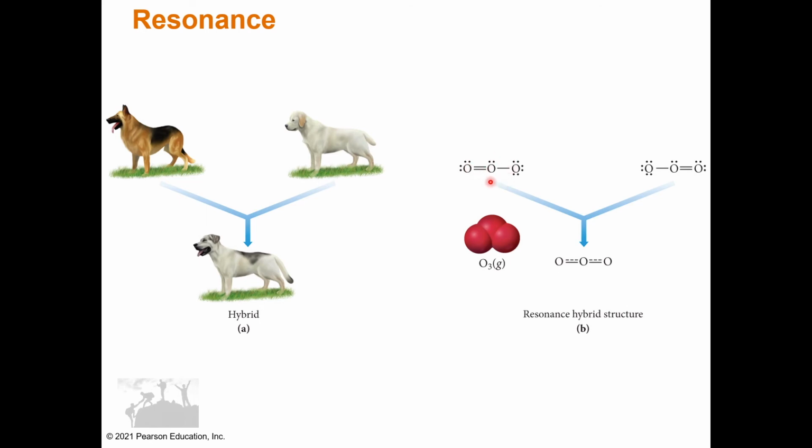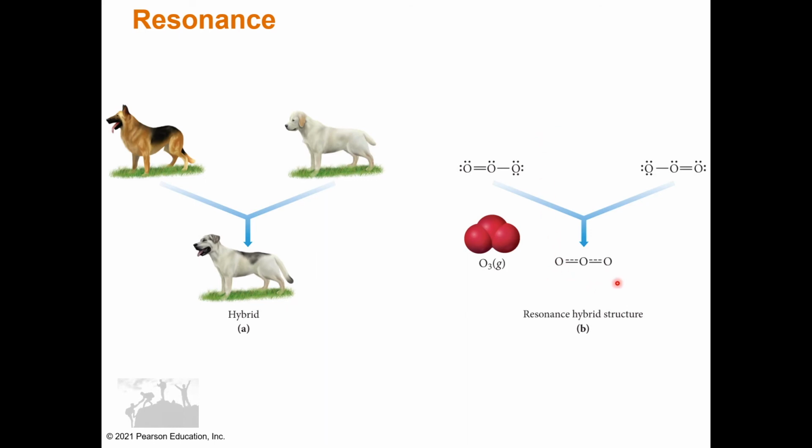And to make sure that the central oxygen has a complete octet, we have to take one of these lone pairs here on the right-handed oxygen and make sure that they're shared by drawing a line. So we now have a double bond on the right-hand side. Okay, so these are 2 resonance structures for O3, ozone.